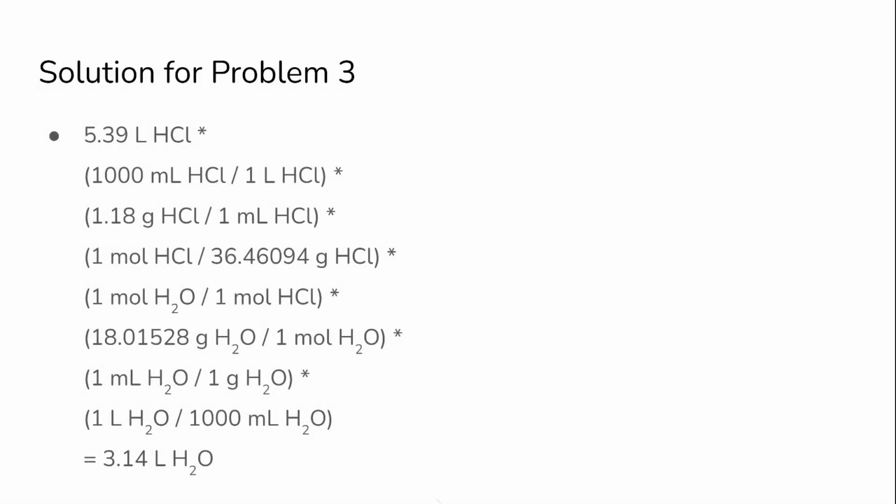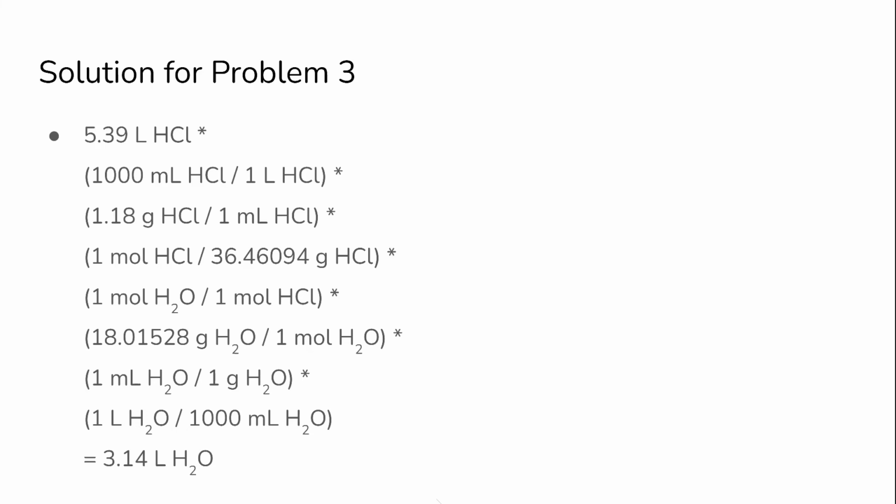Okay, here's the solution for problem number 3. You take your 5.39 liters of HCl, then use a conversion factor to convert it from liters of HCl to milliliters of HCl. Then you use density to convert it from milliliters of HCl to grams of HCl. Then you use molar mass to convert it from grams of HCl to moles of HCl. Then you use the mole ratio to convert from moles of HCl to moles of H2O.